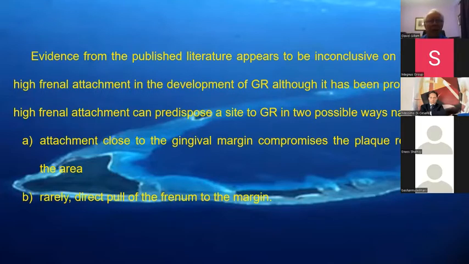The question of frenal attachment: often in the literature you see, is that important in the development of gingival recession? The question, I think, really is that there's no evidence that it has an important role, but I think the reality is that it may make it difficult for people to clean if you have a very high attachment in the area. But when you talk about the so-called direct pull of the frenum to the margin, there's very little evidence in the literature. Next slide, please.